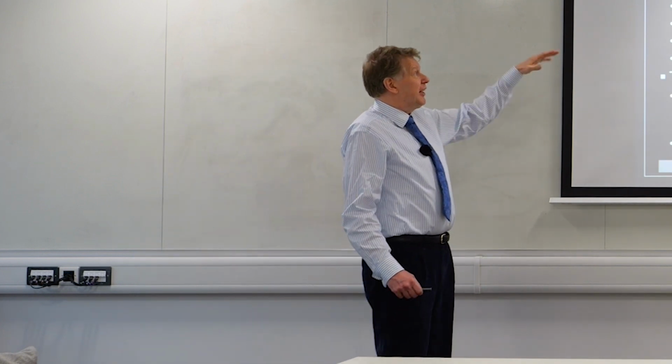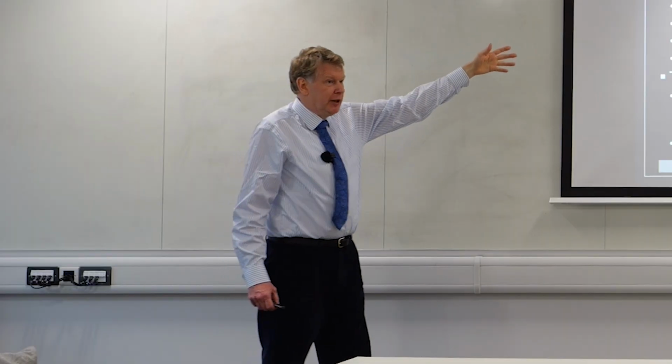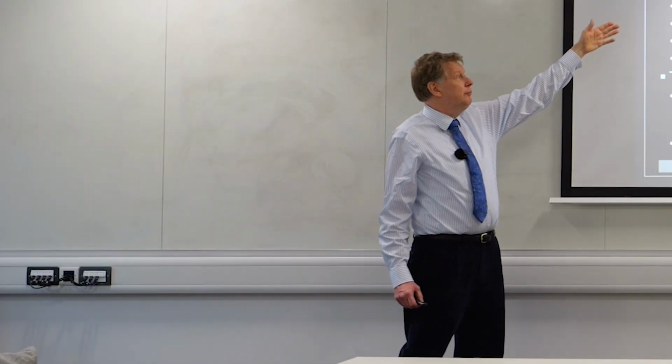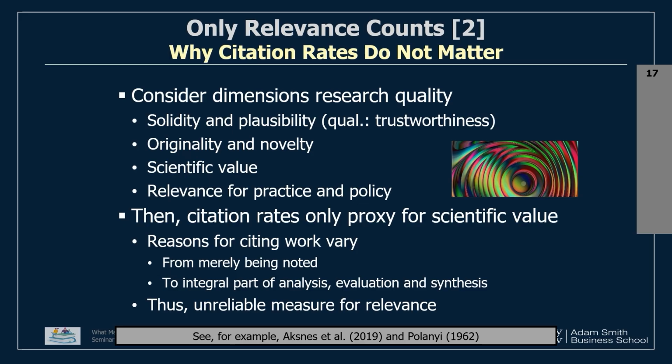Because if you look at citation rates, they are linked to the scientific quality. But if you have scientific quality, the scientific value is always one of the criteria. It is not the only criterion. And then the actual citation rate is also a proxy. That is never the exact value.